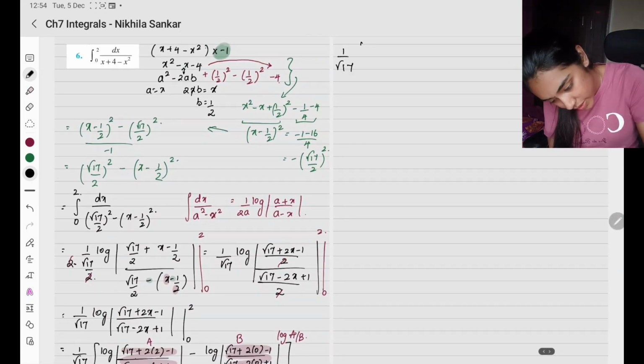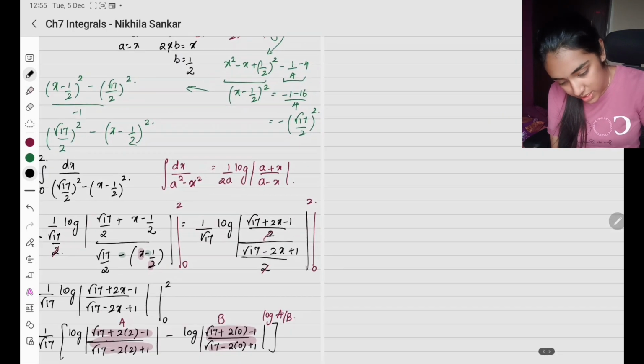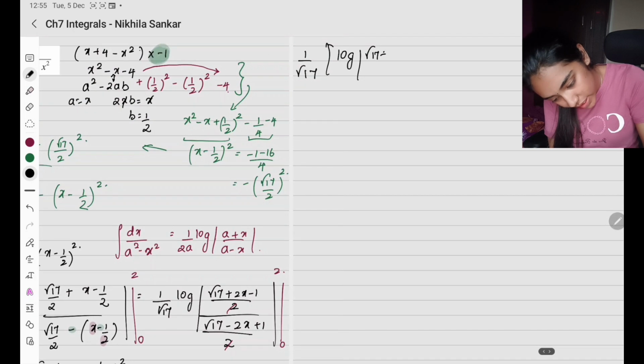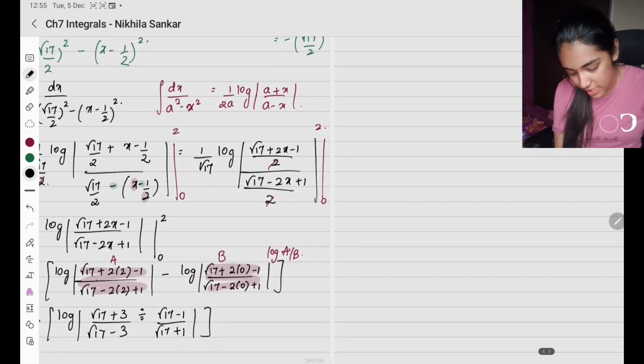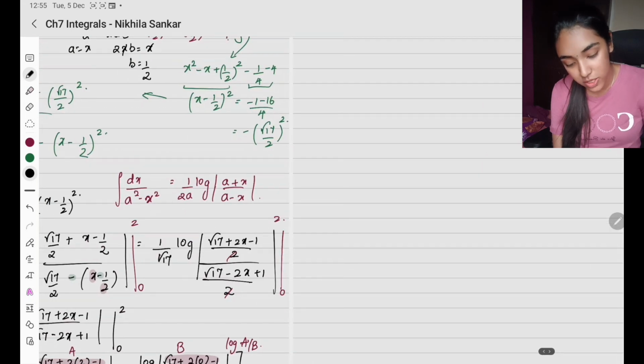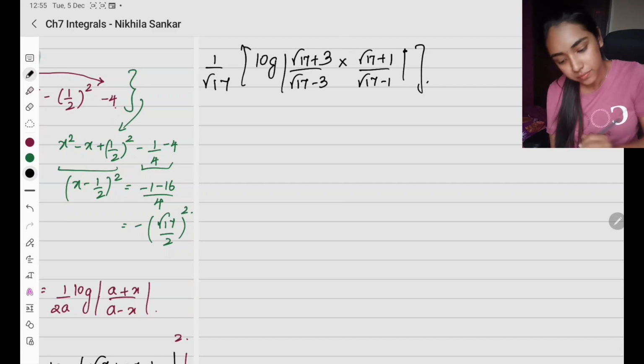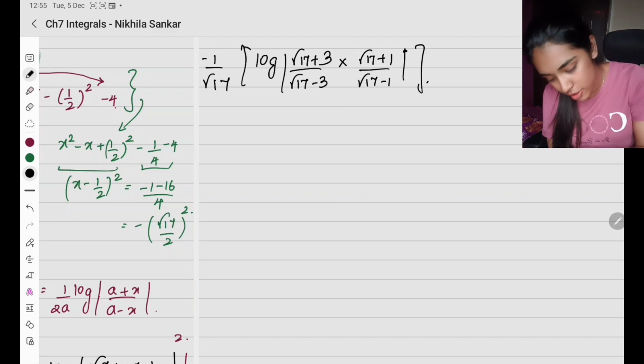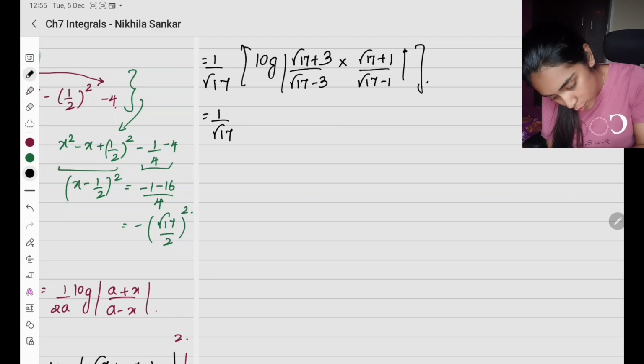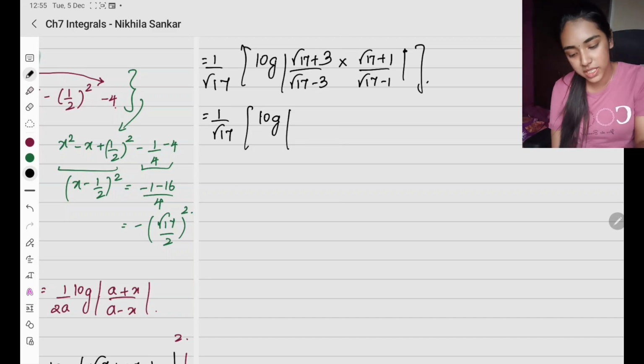1 by root 17 times log mod of (root 17 plus 3) divided by (root 17 minus 3). When I take the reciprocal, it becomes root 17 plus 1 by root 17 minus 1. Now when I multiply the numerator and the denominator, I'll have 1 by root 17 times log mod root 17 plus 3 root 17 minus 3.